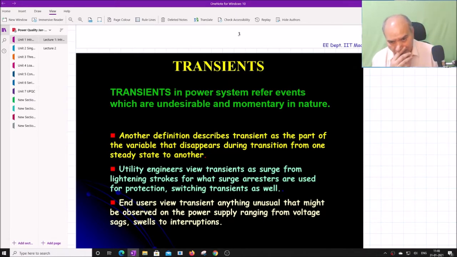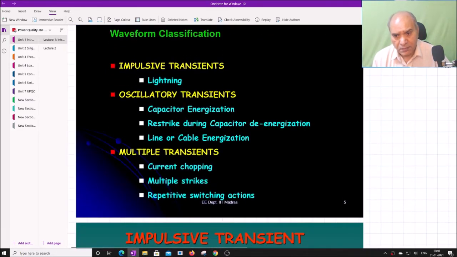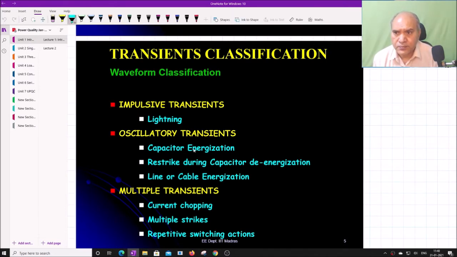These transients are broadly classified into three main categories: impulsive transients, oscillatory transients, and multiple transients. You can see it here. So this is the impulsive transient, the oscillatory transient, and the multiple transient. Their names are enough to give you an idea of what they mean.